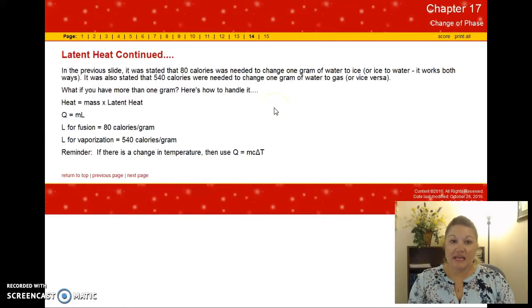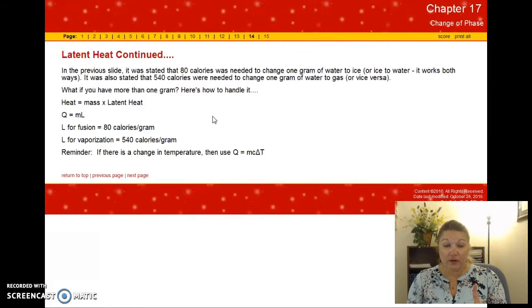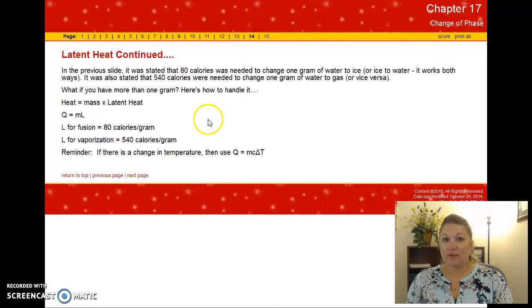Well, we talked about heat before when we used this equation, right? Previous chapter. Well, now we need a way to find that hidden heat too, right? Because we know it takes 540 calories to heat 1 gram of water up to steam, to change it over. Well, what if we got more than 1 gram? How do we do that? Well, you use this equation here. The amount that you have, the mass of the substance that you have, times the latent heat. And I've got them written for you here again. 80 for fusion, which is solid to liquid, liquid to solid, or vaporization for water to gas or gas back down to a liquid.